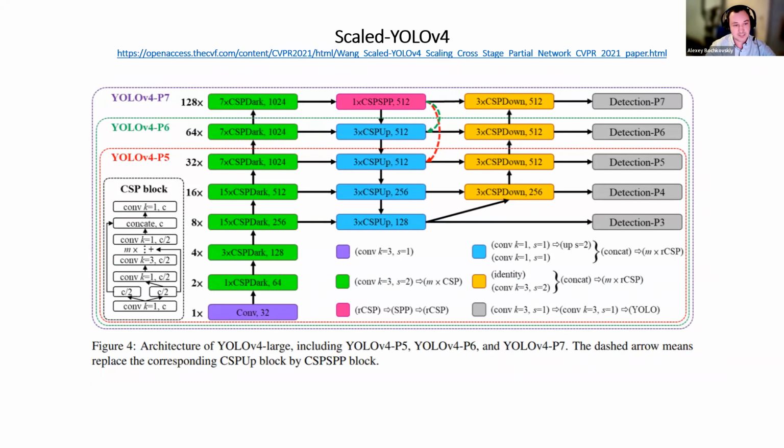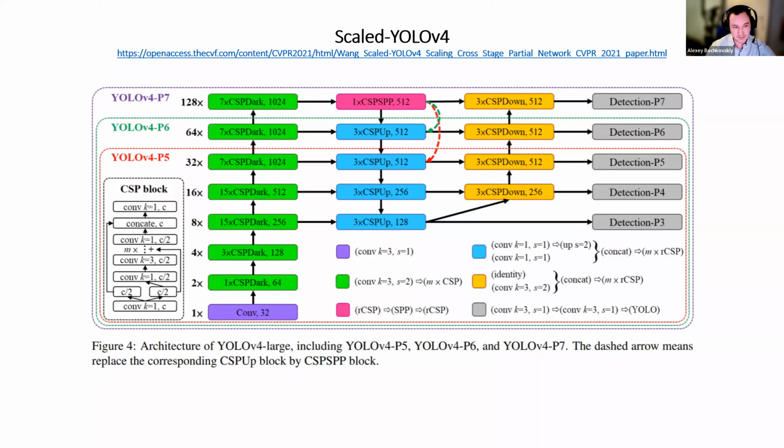There is the scheme of the Scaled YOLOv4 neural network. There is a series of 3 networks, P5, P6, P7, which have different numbers of downsampling layers and different numbers of outputs. Detection P3 is for small objects, and detection P5 is for large objects. But the most important part is the top left block, the CSP block, cross-stage partial connection.